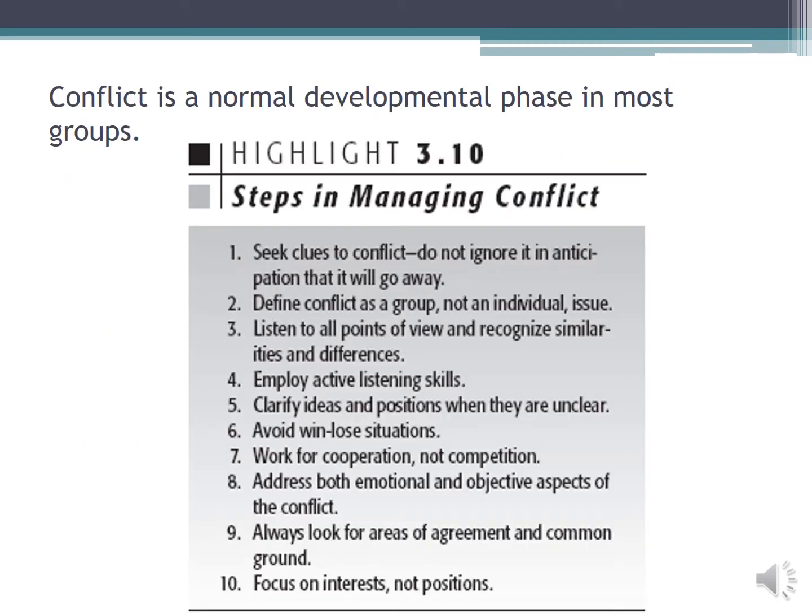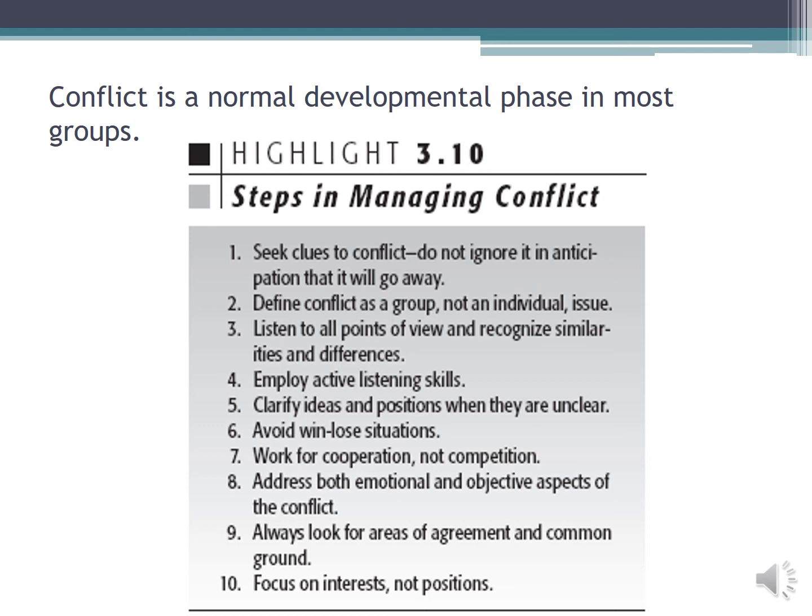And lastly, realize that conflict is a normal developmental phase in most groups. This is something you're probably talking about in Social Work 305. A few steps to manage the conflict, in addition to what you've already learned, is to seek clues to conflict. Don't ignore it and anticipate that it will go away, because it usually won't. It just worsens. Define the conflict as a group. So bring it out in the open if your group is having trouble.